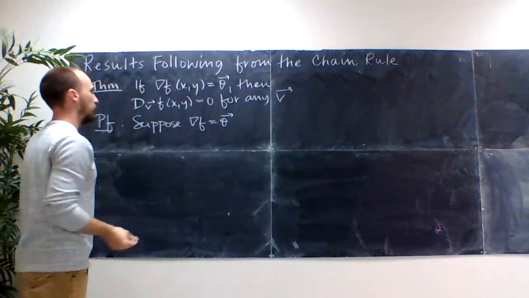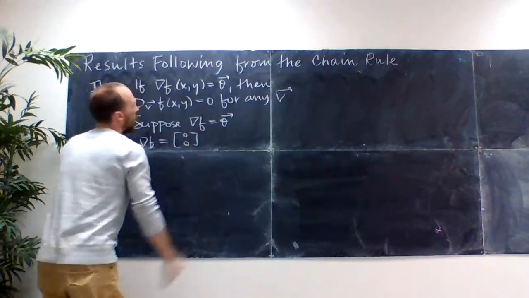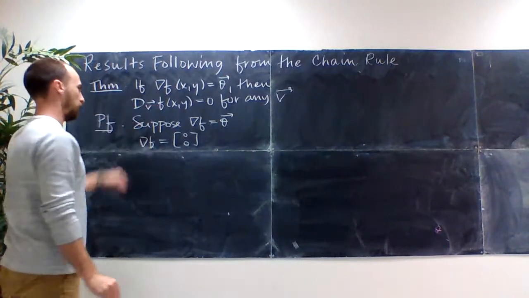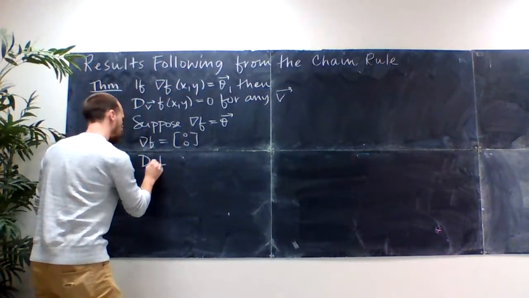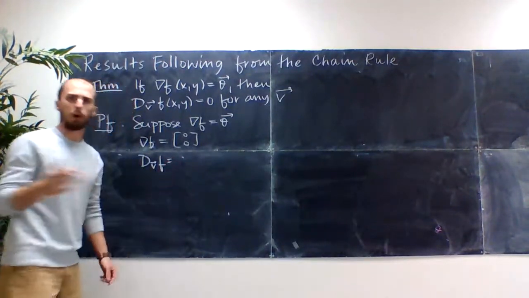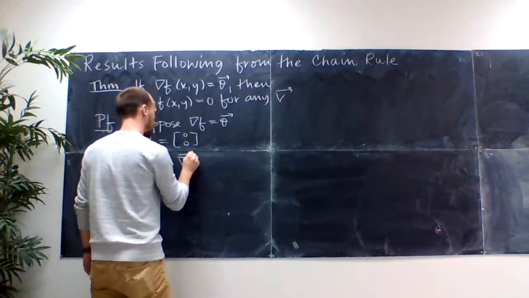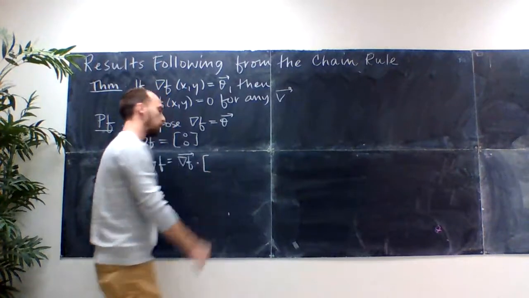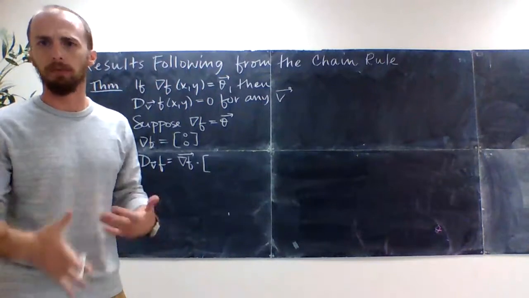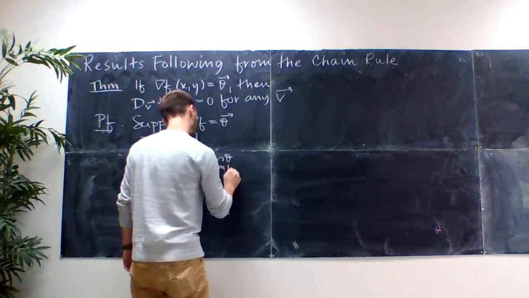Okay, well, that means that gradient f is equal to 0, 0. And then the directional derivative of f in the direction of v is going to be given by the dot product of the gradient and the unit vector in the direction of v. So it's gradient f dotted with the unit vector in the direction of v. I erased it, but I just showed you why the unit vector in the direction of v is given by cosine theta, sine theta.